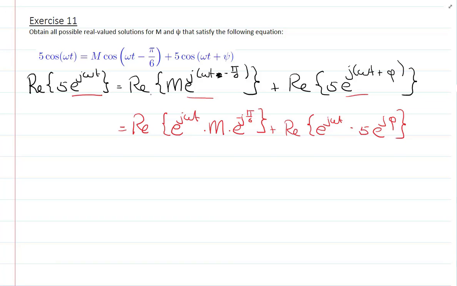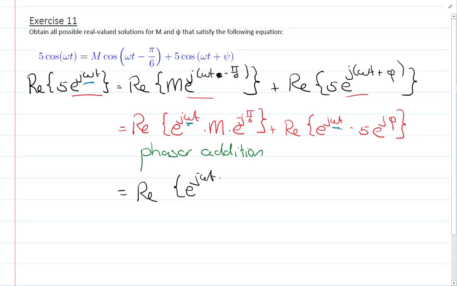What we'll do now is make use of the phasor addition rule, which simply states that we can subtract or add different complex exponentials which correspond to the same angular frequency. Since omega is the same everywhere, we can simply add these all up. So this will give the real part of e to the power j omega t times m times e to the power minus j pi over 6 plus 5 e to the power j phi.